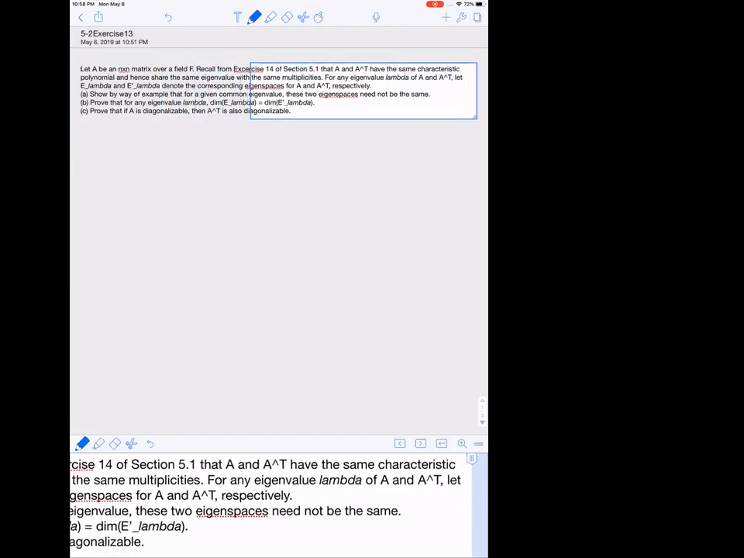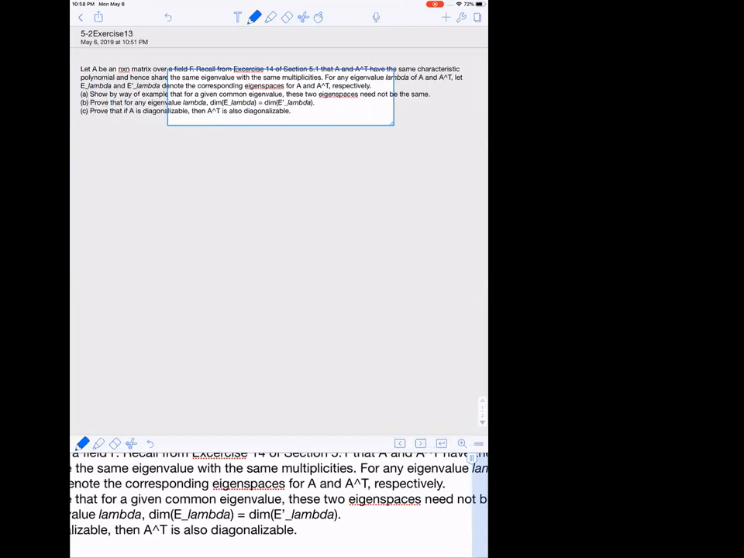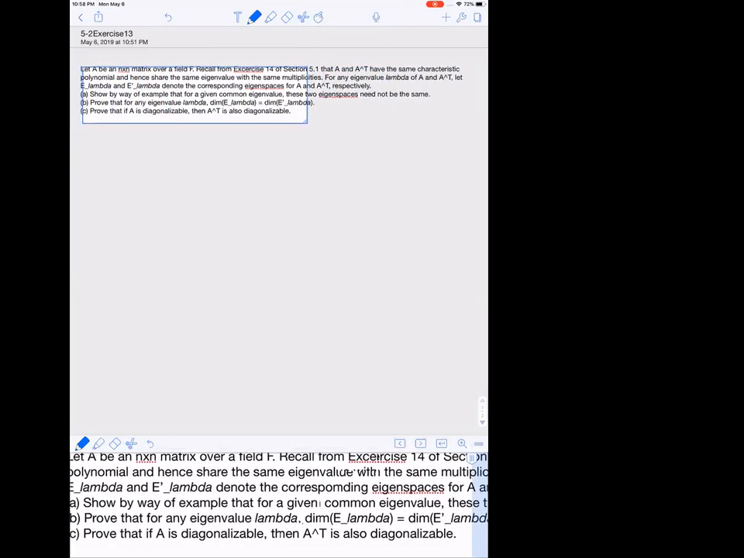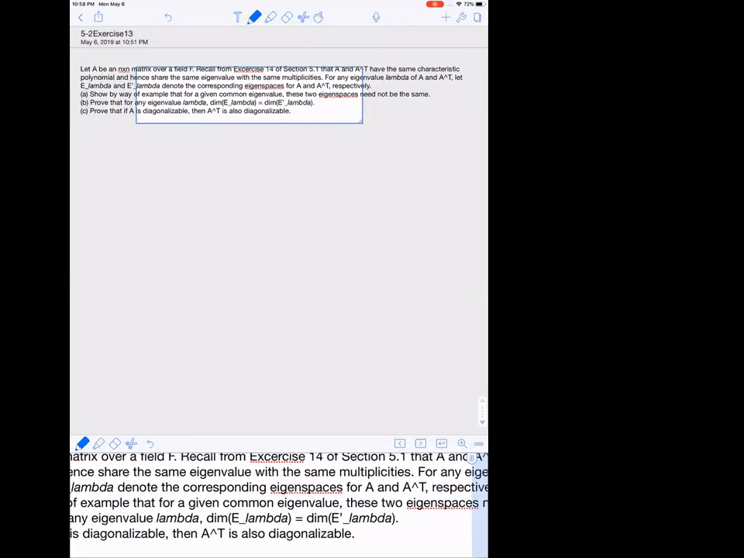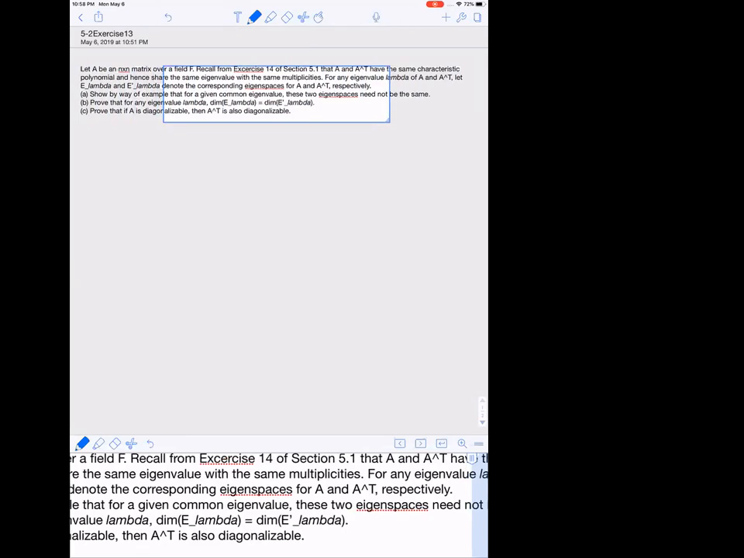For any eigenvalue lambda of A and A transpose, since they share eigenvalues, let E sub lambda and E prime sub lambda denote the corresponding eigenspaces for A and A transpose respectively. So E lambda is the eigenspace for A with eigenvalue lambda, and then E prime sub lambda is the eigenspace for A transpose with that same eigenvalue lambda.